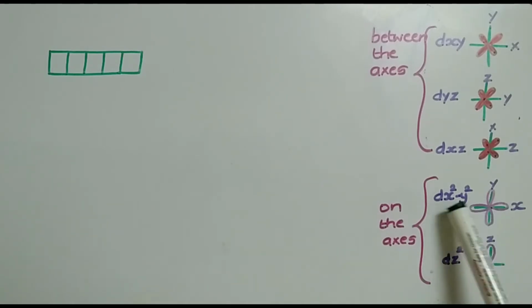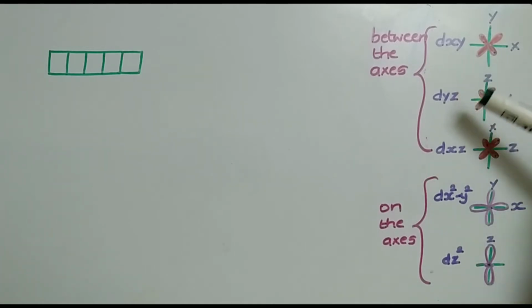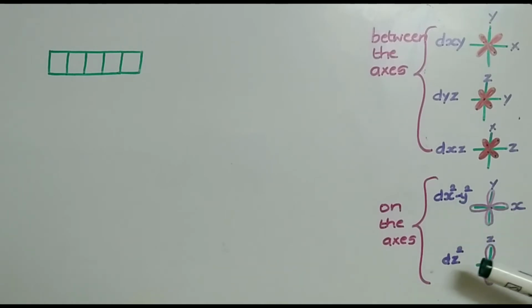But in dx square minus y square and dz square, you can see the lobes are on the axis. They are on the x axis, they are on the y axis. Here they are on the z axis. So, dxy, dyz and dzx are between the axes, and dx square minus y square and dz square are on the axes, correct.